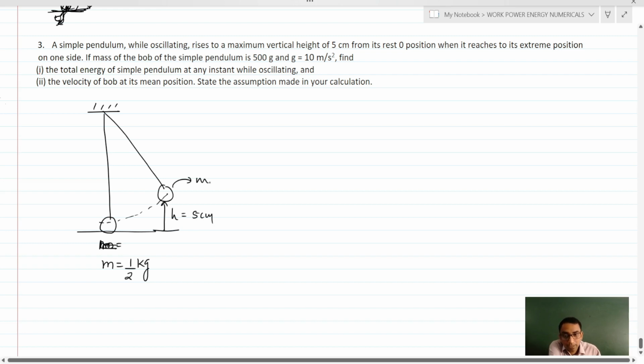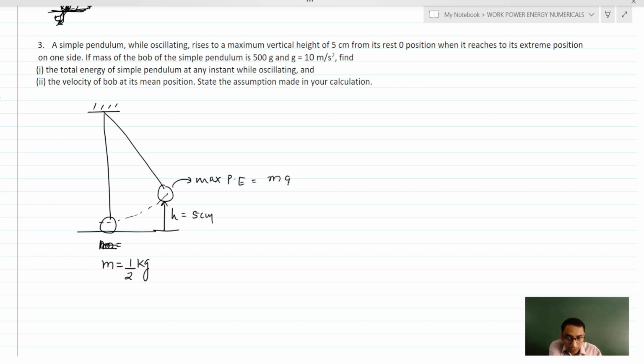So here the maximum potential energy is equal to mgh. Mass is half kg, g is 10 meter per second square, height above the ground is 5 centimeters, so 5 by 100 meters, correct? So the zeros get cancelled, 5 ones are 5, 5 twos are 1 by 4, so that is 0.25. Everything is in SI units, kg meter per second square is joule. So the maximum potential energy we found out to be 0.25 joules, correct?